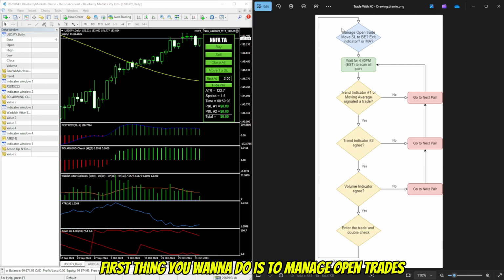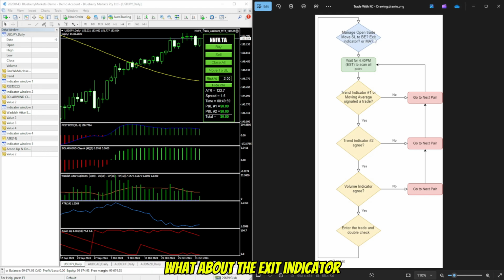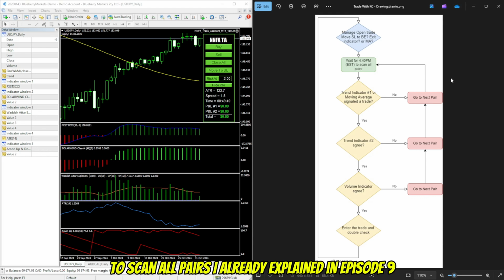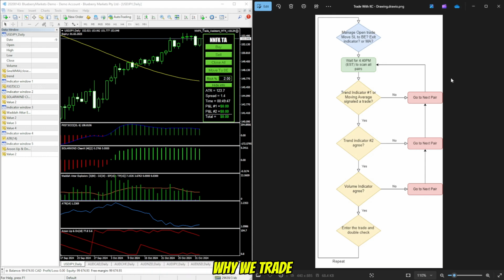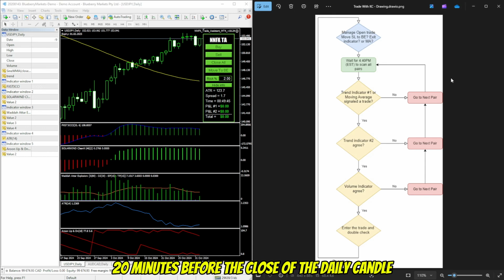First thing you want to do is to manage open trades. Do you have to move the stop loss to break even? What about the exit indicator? Do you have to close any trade because of the moving average? Once this is done, we'll move to the next step. Wait for 4:40 p.m. Eastern Standard Time to scan all pairs. I already explained in episode 9 why we trade 20 minutes before the close of the daily candle.